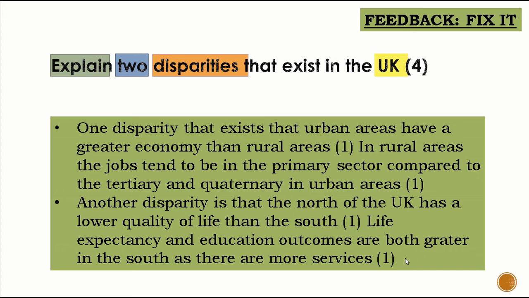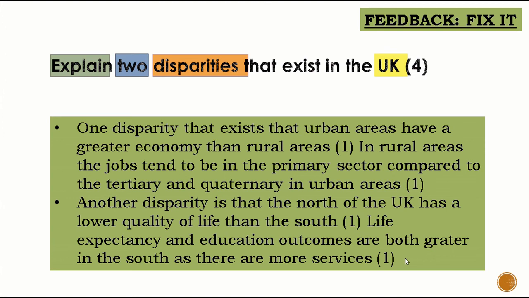So the first point that's been made in this example is one disparity that exists is that urban areas have a greater economy than rural areas. So their point is there's a higher economy in your urban compared to your rural areas. The 2nd mark is for your explanation of this. So in rural areas, the jobs tend to be in the primary sector compared to the tertiary and quaternary sector in urban areas. So they've then gone to talk about which sector that is and why the economy is going to be greater.